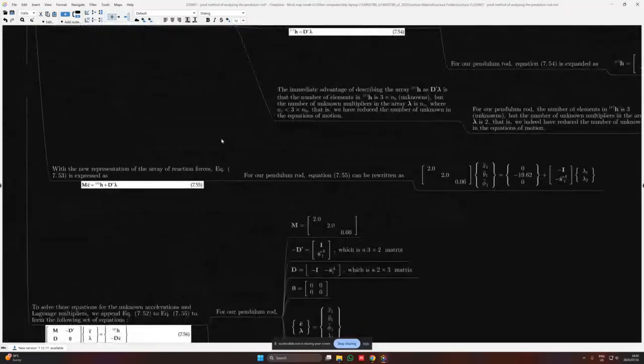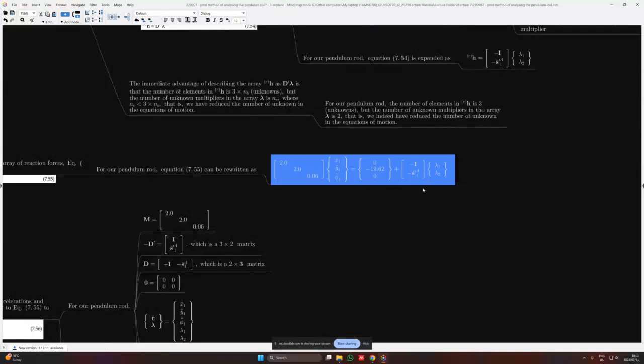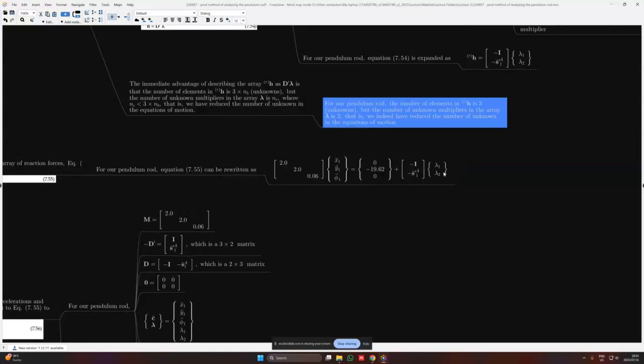Now, with the new representation of the array of reaction forces, equation 753 is expressed in this form over here. So m c double dot is equal to our applied forces plus our reaction forces, which have now been expanded to d prime lambda. And for our pendulum rod, equation 755 can then be rewritten in this form over here. So now we utilize the Jacobian matrix, and we also utilize the reduced number of unknowns that we have through the Lagrange multiplier matrix or vector that we have available.